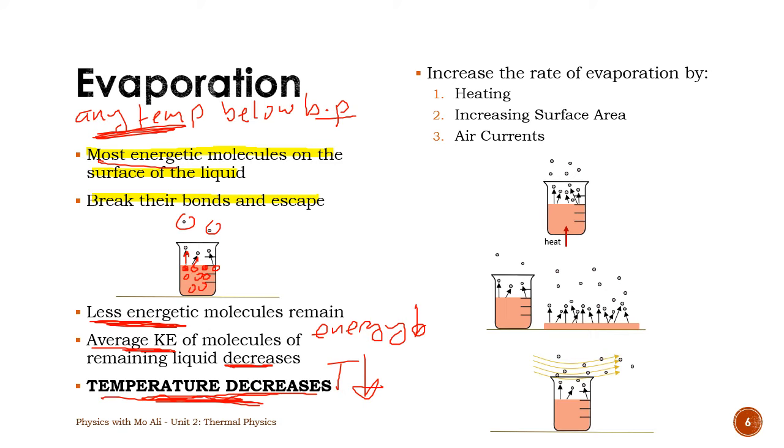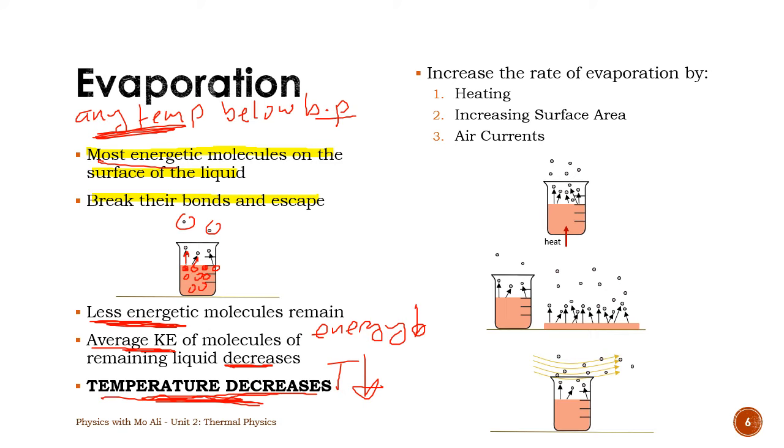That's why if I get some alcohol or perfume or something and I spray it on my hands, as soon as it starts to evaporate, my hands feel cold. Not because the alcohol or the perfume is cold, but because when it hits my hand and it starts to evaporate, its temperature decreases, so it absorbs heat from my hand.